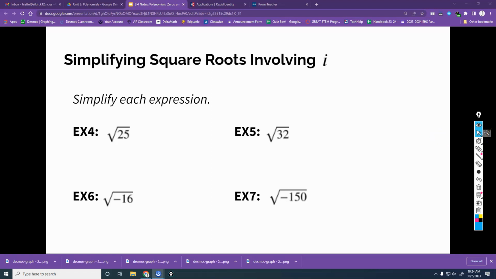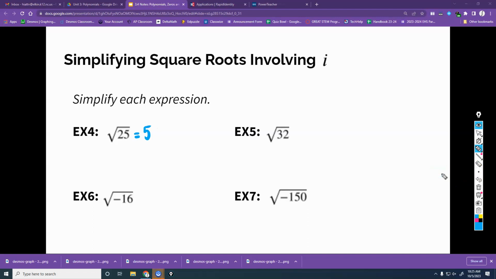Okay, so simplifying square roots, we just have to know a teeny tiny bit about this, okay? Nothing big on this, so don't get too caught up with it. Something like number 4, you should know how to do easily. What is the square root of 25? It is 5, right?